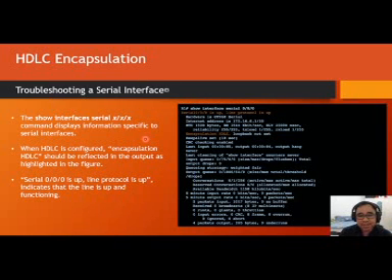Okay, troubleshooting a serial interface. So here is how you troubleshoot a serial interface. The show interface command displays information specific to the serial interface. When HDLC is configured, encapsulation HDLC should be reflected in the output, as in the highlighted figure here. So, encapsulation HDLC. Here you can see that the IP address is up, which means it's functioning. It's serial 0/0/0.